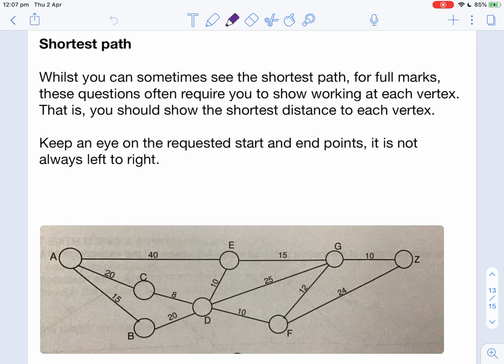Now, if it's a nice small one, sometimes it's really simple to just see the shortest path straight away. But generally in an exam, if it's worth more than 2 marks, then what they want to see in your solution is the path itself, the distance of the path is your second mark, but also the working as you go from vertex to vertex. So even if it's simple, you're safest to show your working at each vertex. And I'll show you what I mean by this.